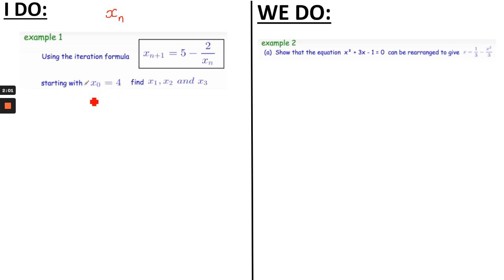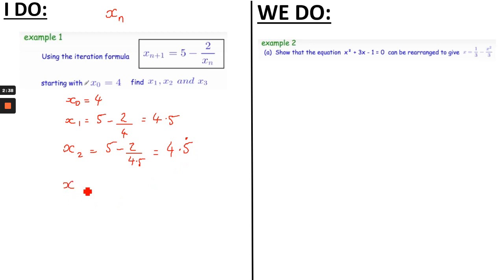So if we're starting with the first one, x0 is 4, how am I going to work out x1? The next number in the sequence is given by 5 minus 2 divided by the last number in the sequence, which was 4 in this case, which gives us 4.5. The next number is given by 5 minus 2 divided by the last number, which in this case now is 4.5. If you type that exactly as it is written into the calculator, you get an answer of 4.5 recurring.